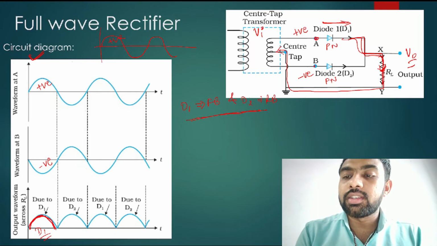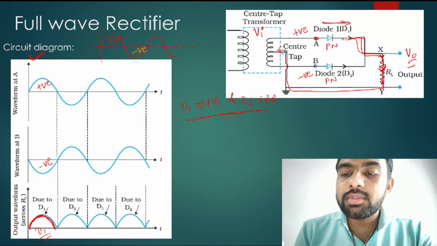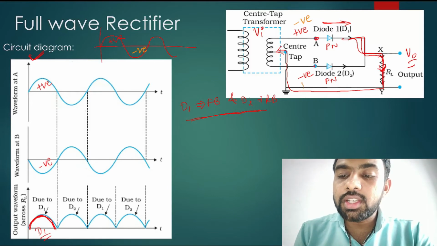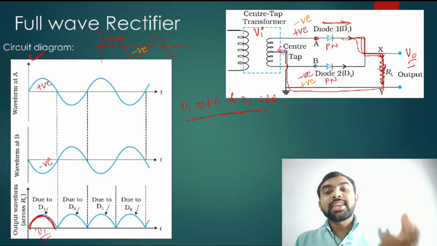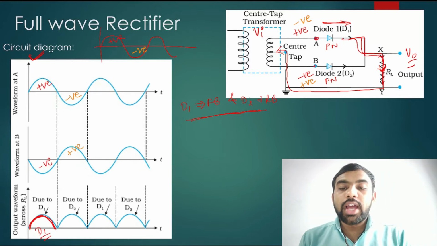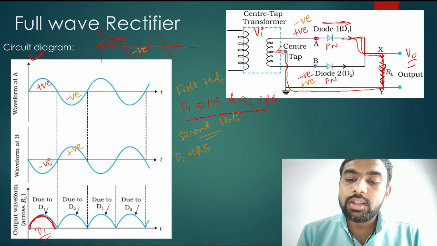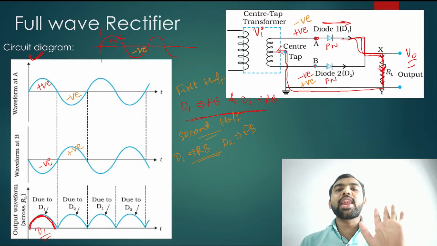Now consider the second half, meaning negative. Let's consider the orange pen here. When this is negative, A becomes negative but B becomes positive. In the first case A is positive, B is negative. Now A is negative, B is positive. Now the second half. For the second half, D1 is in reverse bias and D2 is in forward bias. So D1 does not allow any current, but D2 allows the current.